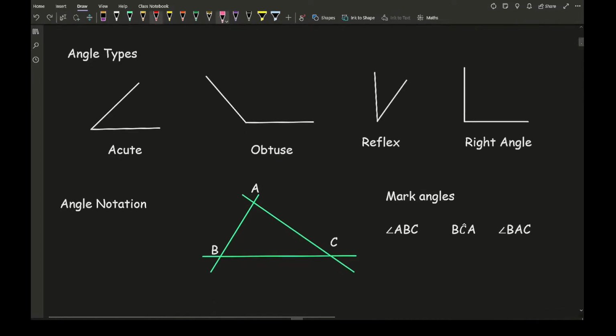Now in terms of angle types, again let's just quickly go through a refresh on the types of angles you can have. An acute angle is an angle that is between 1 and 90 degrees. An obtuse angle is an angle that is between 90 and 180. A reflex angle is an angle that goes beyond 180 to 360, which in this particular topic is going to be quite rare.